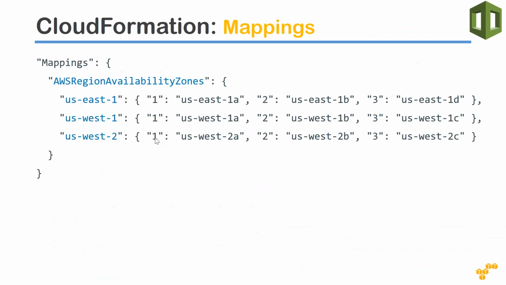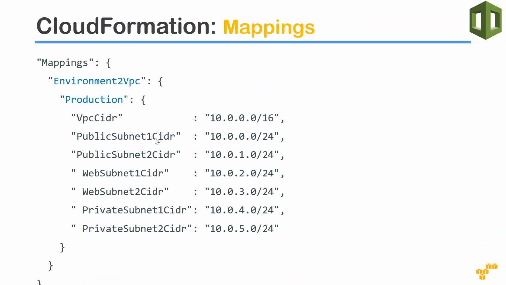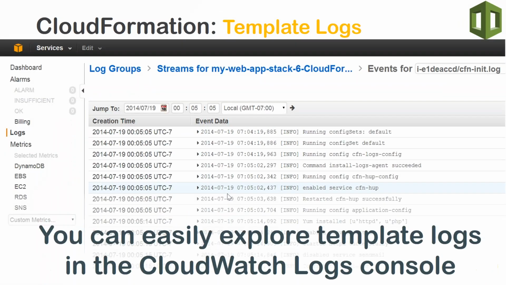I accidentally rolled forward, so let us come back to mappings. These are the subnets I'm going to get if I'm choosing the production environment. So that is another way of enforcing good behavior for your users.